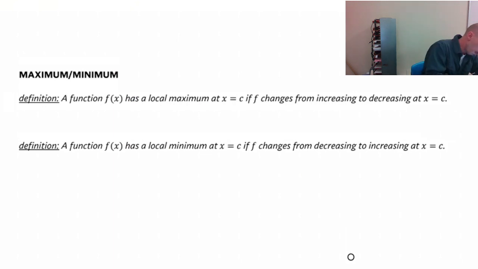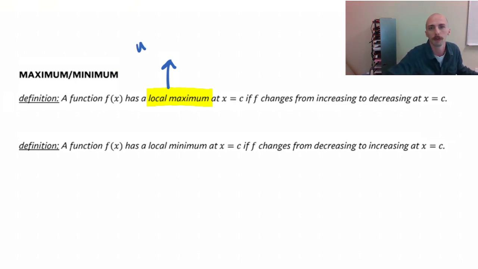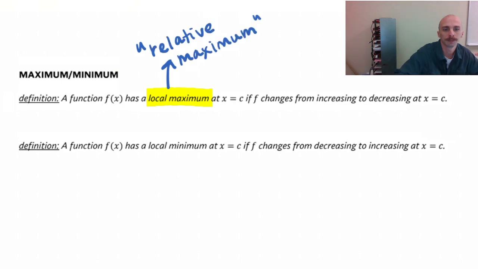Okay, so a local maximum, which a lot of people also call a relative maximum. I just need you to be aware that local maximum and relative maximum are exactly the same thing. Maybe we're going to say a function is at a maximum if it changes from increasing to decreasing at that point. So I'm just going to write in that other name.